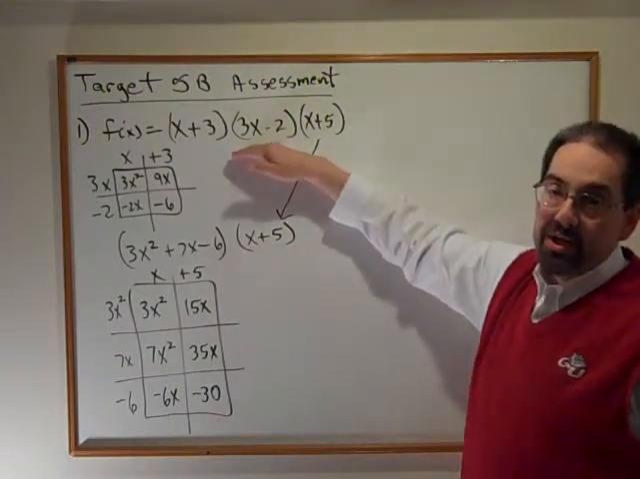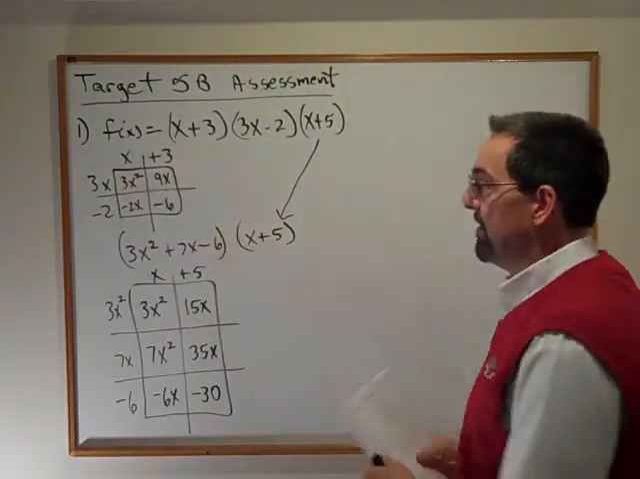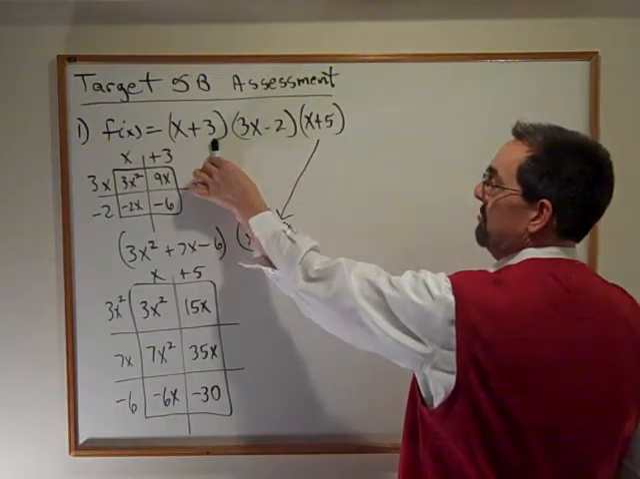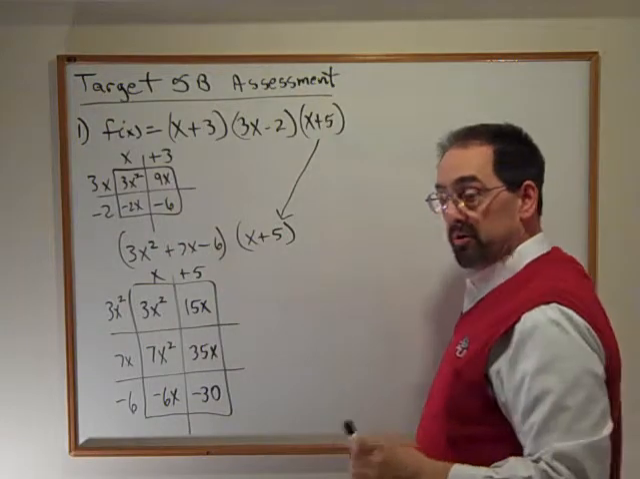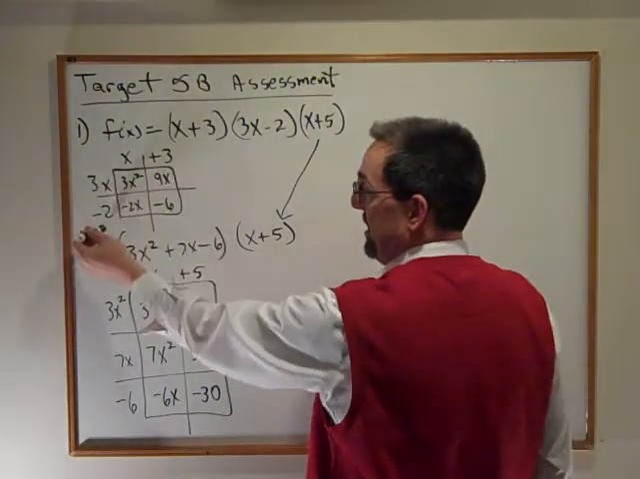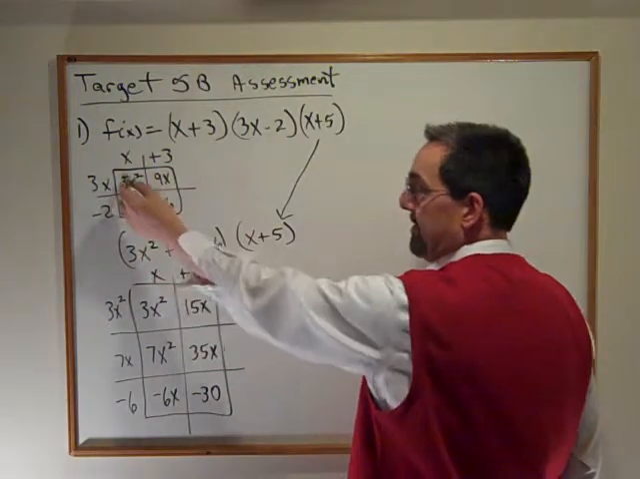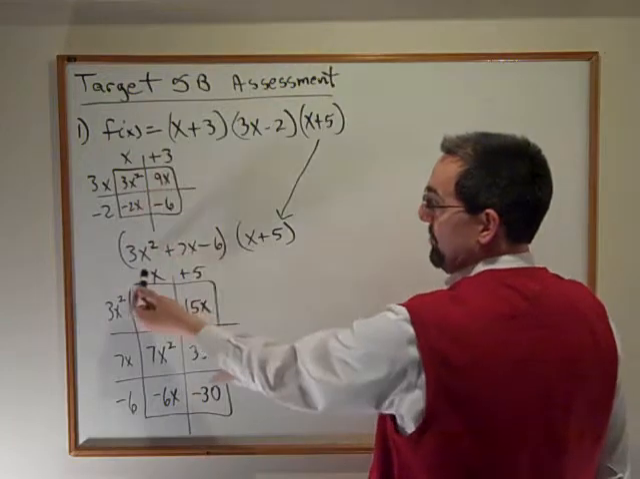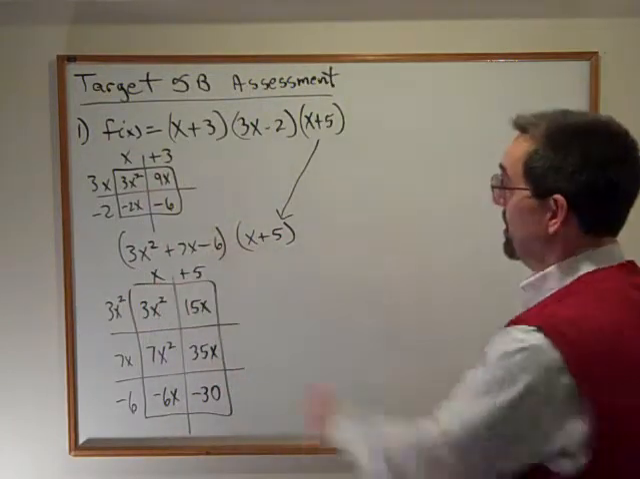One way to do this, to avoid mistakes, is to use the area model. If we have a linear binomial and a linear binomial, we create 4 squares. X plus 3, 3x minus 2. Multiply each of the squares and then add them up. After the first set, we have 3x squared plus 7x minus 6.